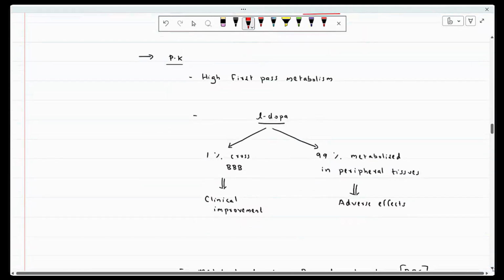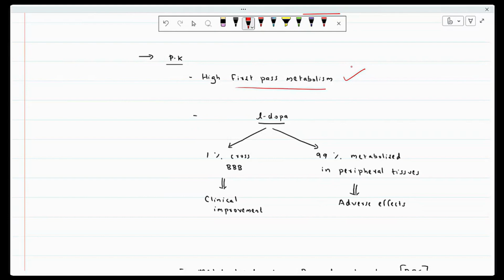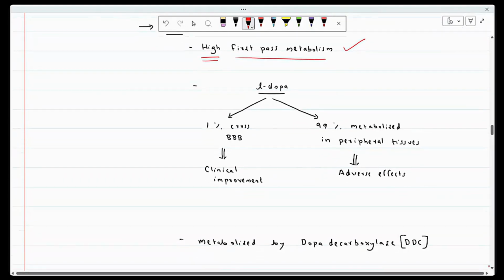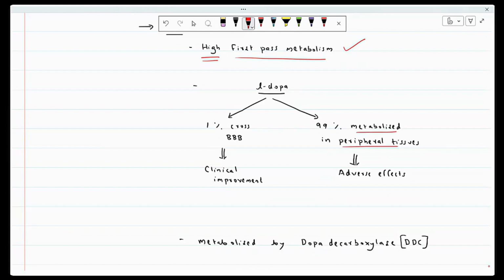Now we'll move to the pharmacokinetics. First point, the pharmacokinetics of levodopa. It has a high first pass metabolism. The moment you give levodopa, before reaching the circulation, it can get into the liver and be metabolized in the liver. That is called first pass metabolism or pre-systemic metabolism, and it is very high with levodopa. Now, the point I already told: when you give levodopa, most of it will be metabolized in the peripheral tissue. I told you dopa decarboxylase enzyme is present in the periphery. This enzyme will convert levodopa into dopamine, especially the peripheral dopa decarboxylase.